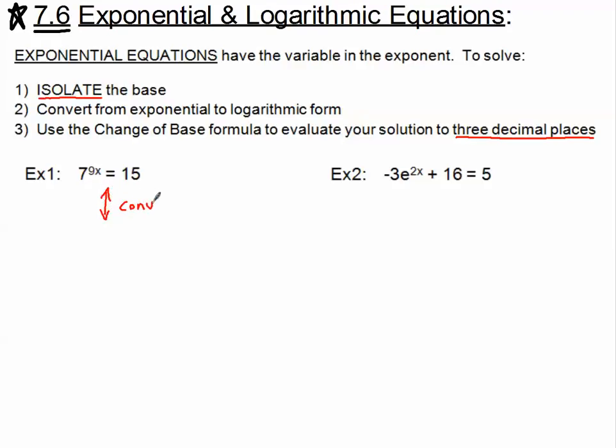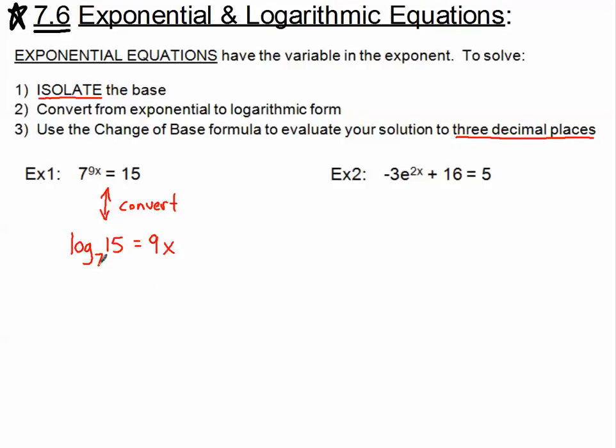Remember, we take exponential equations and convert them into logarithmic equations. We write the log symbol. The base, which is 7, is the subscript of the logarithmic symbol of the 15, and this will always be equal to the exponent, which in this case is 9x. Logarithms represent exponents, so logarithms will always equal the exponent. So this is converting from exponential form to logarithmic form.